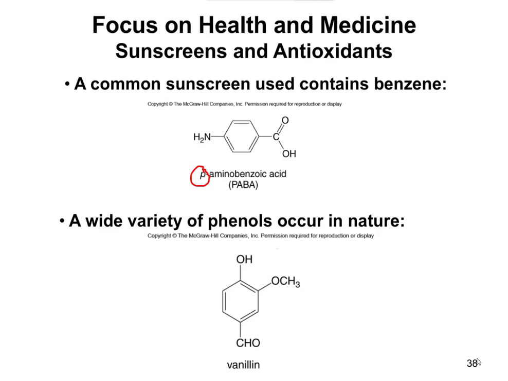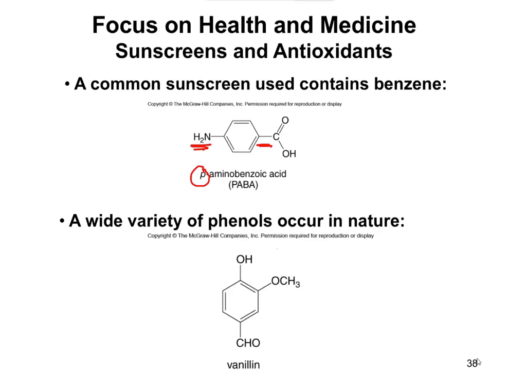But para basically means that if you have your aniline, if you have your NH2 here, the other group is right across from it. So in this case, this is actually a benzoic acid, and we'll learn exactly what that is in chapter 13. But para just means that those 2 groups are opposite of each other. But again, it's a compound that has an aromatic ring in it, and a lot of sunblocks will contain this PABA, and even some sunblocks contain derivatives of it that work the same way.